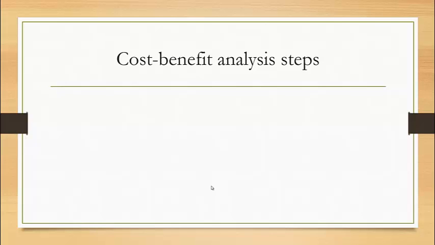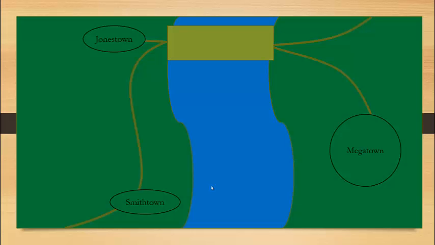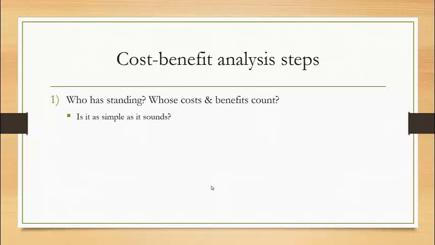So there are a couple of steps to cost-benefit analysis. The first is figuring out who has standing and whose costs and benefits count, right? So, for example, in this example here, Johnstown, Smithtown, and Megatown, are all of their opinions important? Is one town more important than the other town? How do you answer these questions? And the answer is that it's not as simple as it sounds. Figuring out who has standing and whose costs and benefits count is a quite complicated issue.